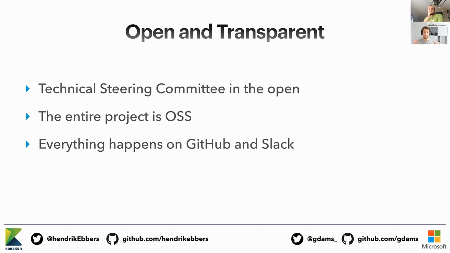As I mentioned, we're completely open and transparent. We have the technical steering committee that does everything in the open. The entire project is open source, so everything's in GitHub. We have a Slack channel with over 2,000 members, where we discuss all of our roadmap items and issues. And we like to keep it that way. We don't want to have code and infrastructure locked away from people. We want to keep going forward in this transparent manner. Next slide, please, Hendrik.